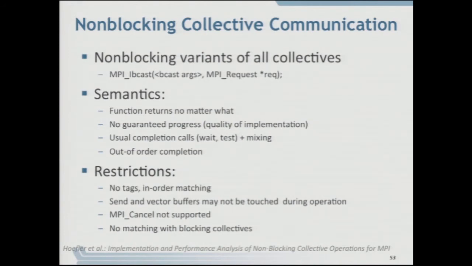So if you call a broadcast, Ibcast, on the others also you should call an Ibcast, not an Ireduce or something. Even though they are non-blocking, they are expected to be called in order. And if you're doing five of these Ibcasts, then they're supposed to match in order. So this Ibcast would match this.